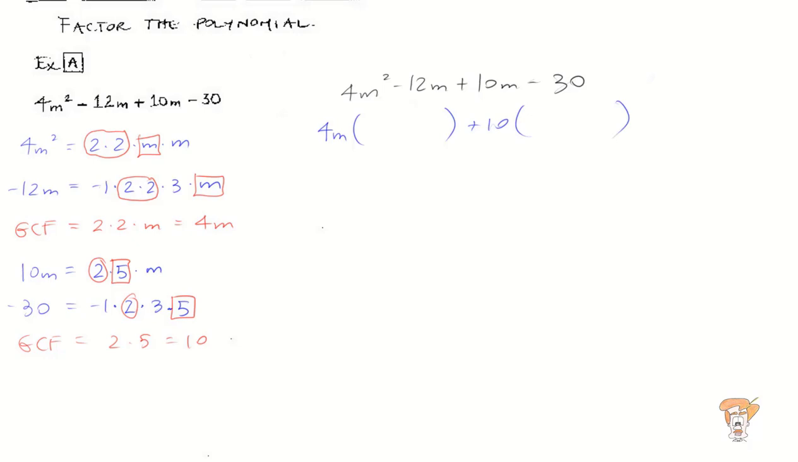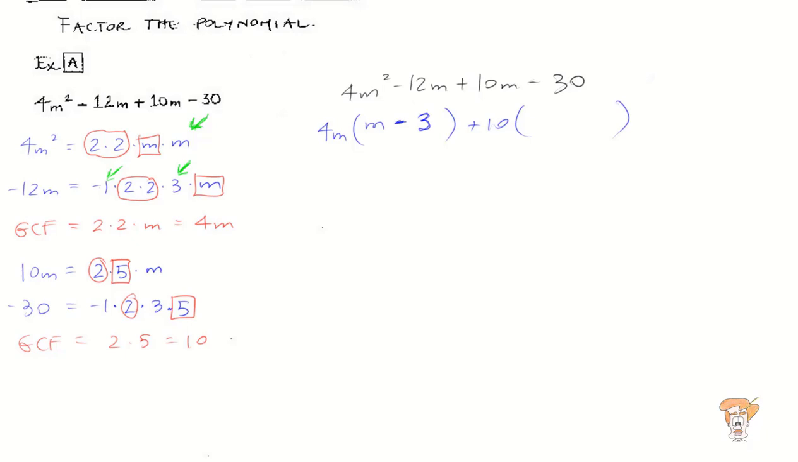Now, what should be contained in each set of those parentheses? In the list of the factors for 4m squared, notice one of the m's is not outlined in red. Therefore, that is going to be contained in the parentheses, as well as, let's look at the list of factors for minus 12m. 3 is not outlined in red, nor is the negative 1. So contained in those parentheses is m minus 3. That's minus 1 times 3.